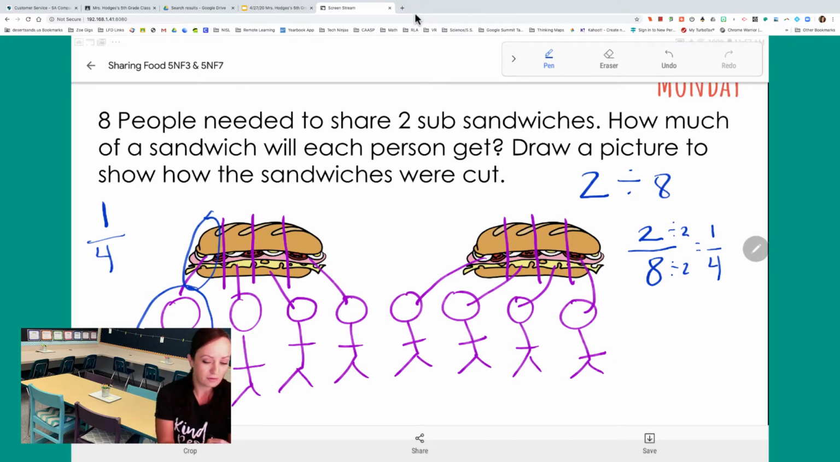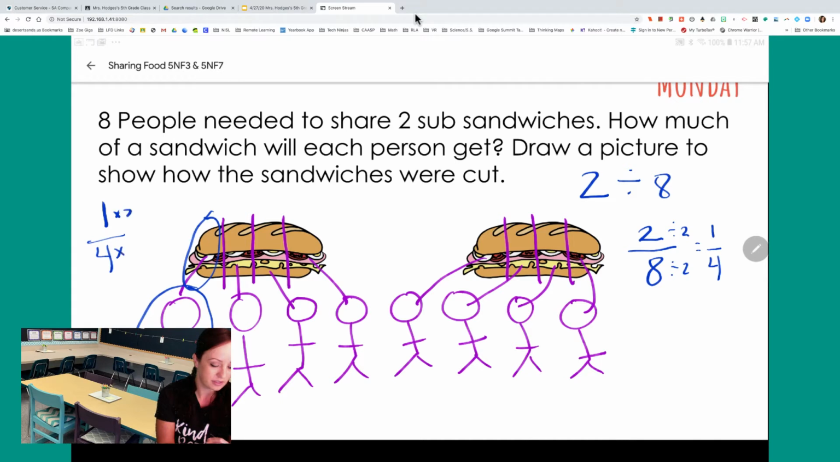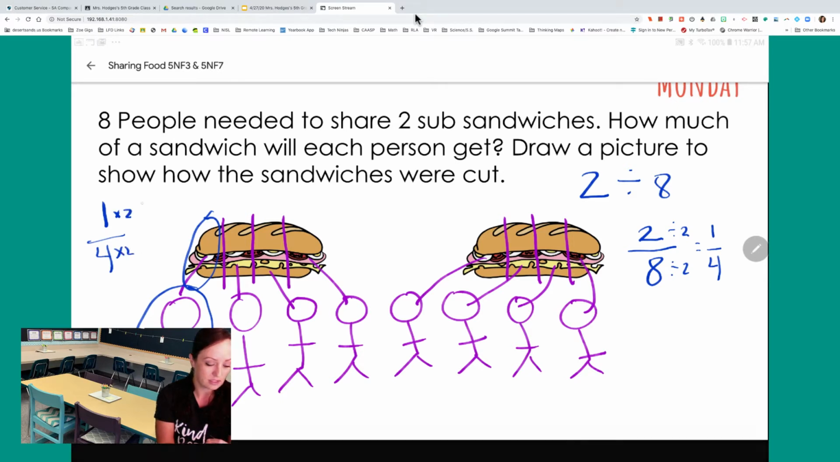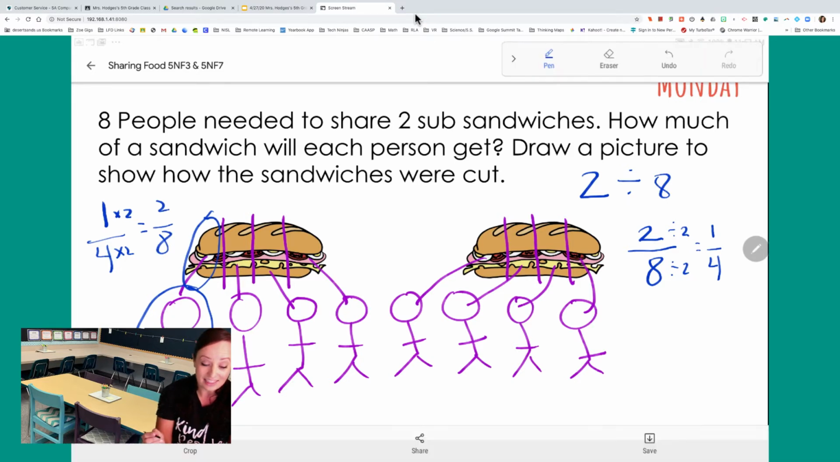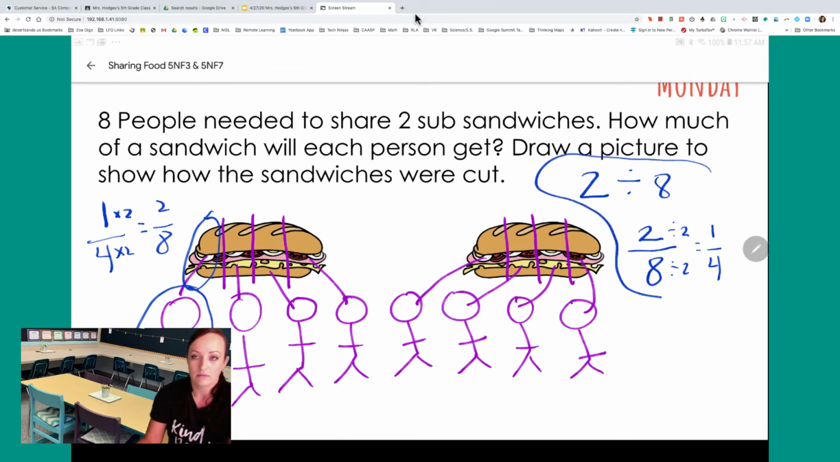I'm going to take my 1/4 and see if it matches the 2 eighths. It should, right? If I double the numerator and double the denominator, I would get 2 eighths. So as you can see, I can draw my model, which is important, but something that you should notice is that fractions are actually division.